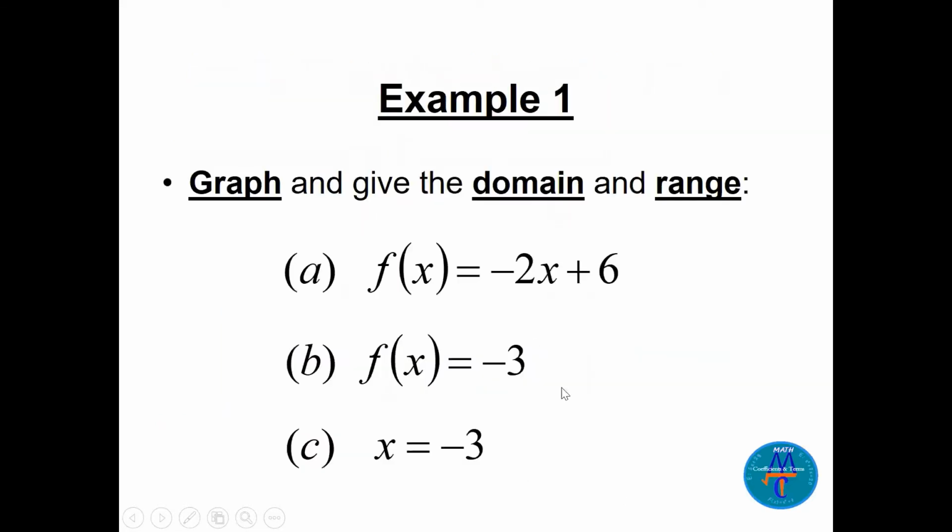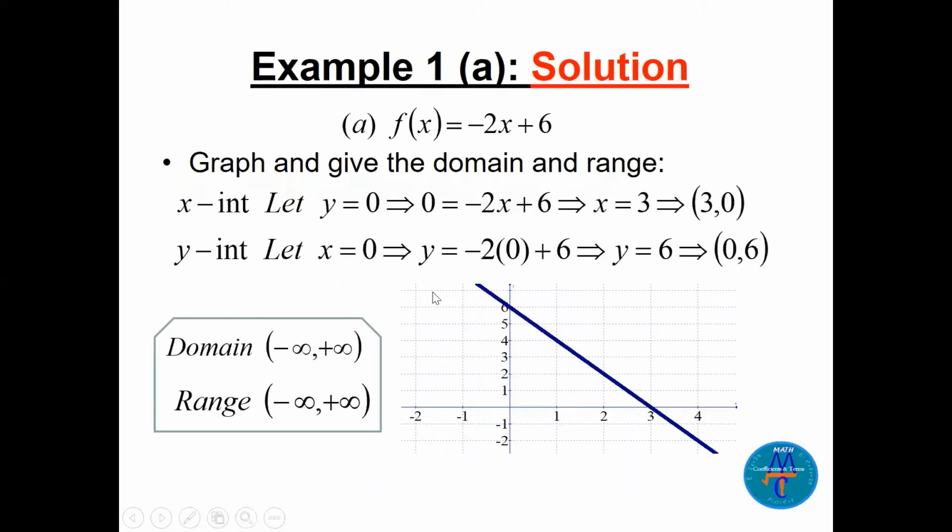Now let's see if I graph these straight lines and give the domain and the range. f of x is equal to minus 2x plus 6. Usually, to graph a straight line, we need 2 points minimum. Now remember, these are 3 types of straight lines. We will see part A.